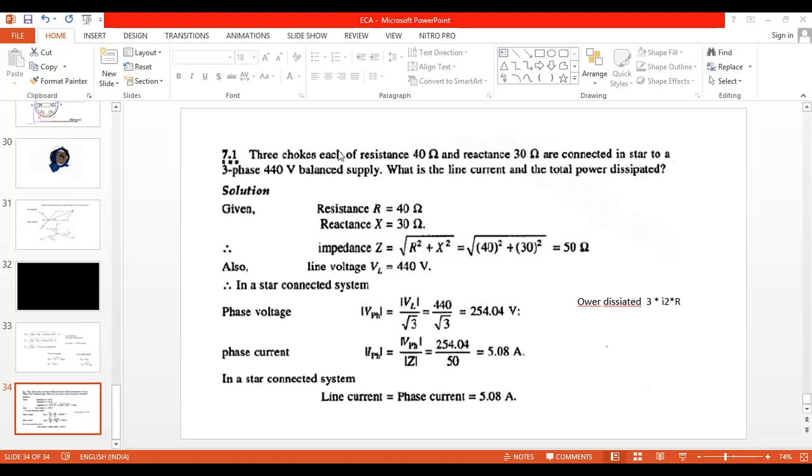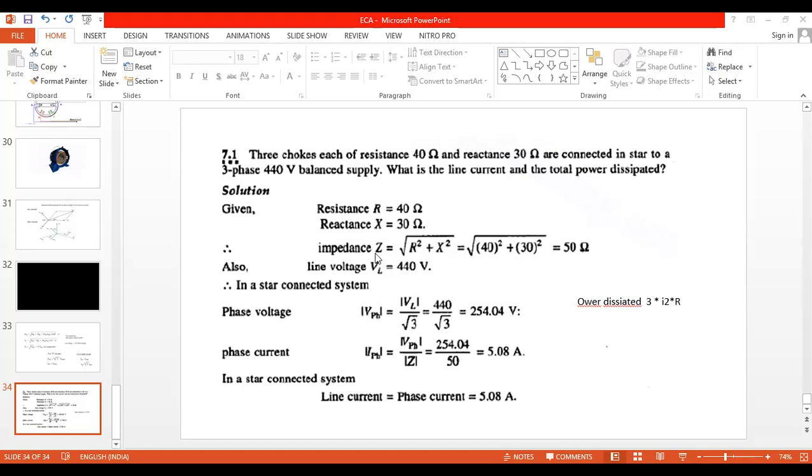Now it is a star connected system. So we'll come to this one. Write the given quantities: resistance, reactance. So what is the total opposition to the current? Any student tell me. Is it impedance, resistance, or reactance? Answer is impedance. Resistance is not the total opposition, it is one of the oppositions.